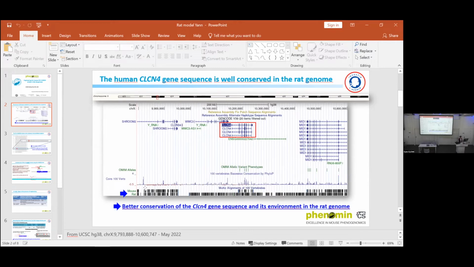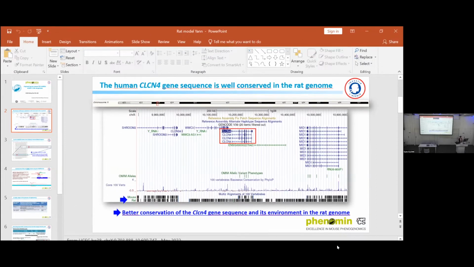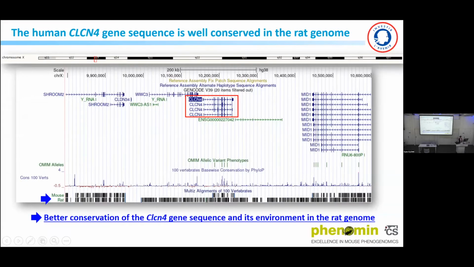And here you see the sequence conservation between the mouse and human genes for CLCN4. But when you look at the rat, you see that there's much higher sequence conservation of the CLCN4 gene and also of the neighboring genes. And in the rat, CLCN4 maps to the X chromosome. Therefore, we thought, let's continue with the rats.